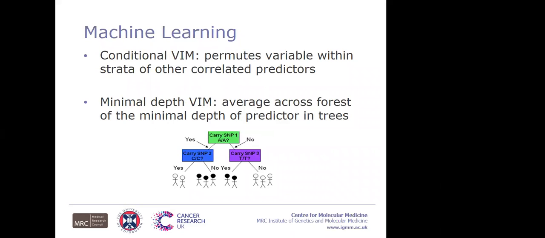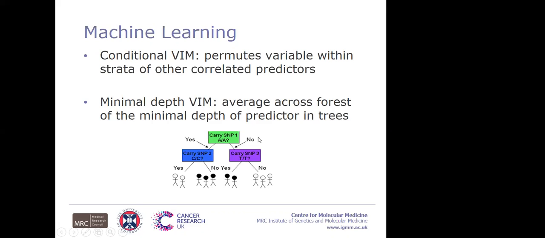All right, so going back to Stefan's question, there was a paper that came out a few years ago now where they proposed a conditional variable importance measure. So this conditional variable importance measure essentially creates strata of variables that are correlated with the variable of interest. And then it permutes the variable of interest within the strata. And so this was designed to adjust for correlation between variables in your data. And then the minimal depth variable importance measure. So this is, again, one of the trees that I showed you earlier.